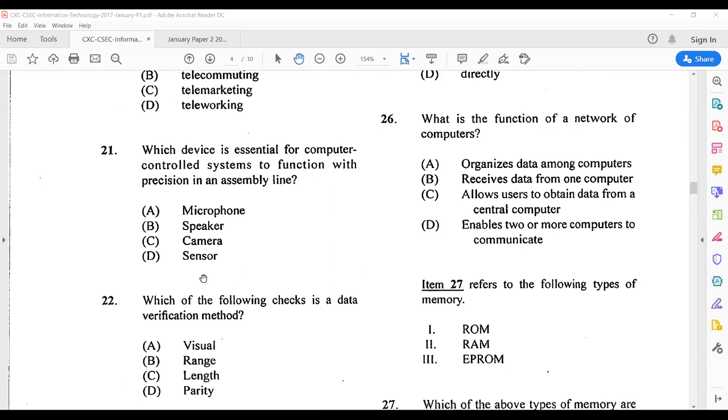All right, 21. Which device is essential for computer control systems to function with precision in an assembly line?